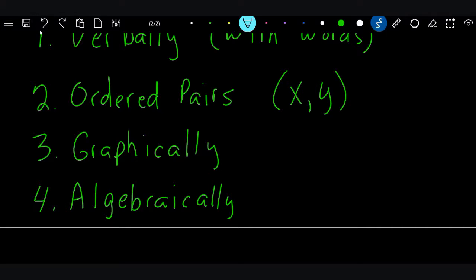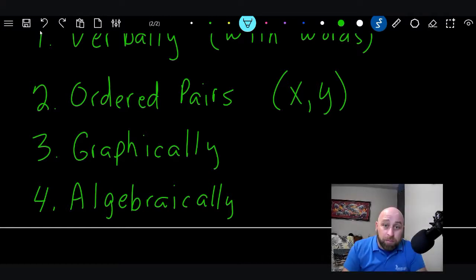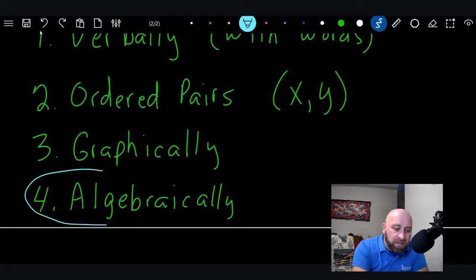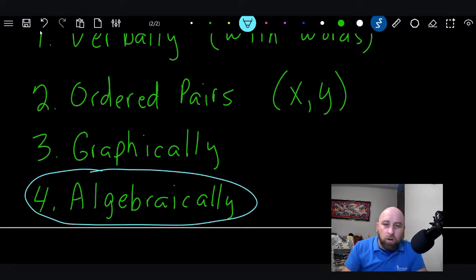Now, if you've been paying attention, hopefully you have, you know that the name of this class is algebra. Some of you are like, what? I'm in the wrong class. No, algebra, algebraic. So this is going to be one that we're going to focus on a whole bunch, because it's algebra class. And we're going to do a lot of these algebraic functions.